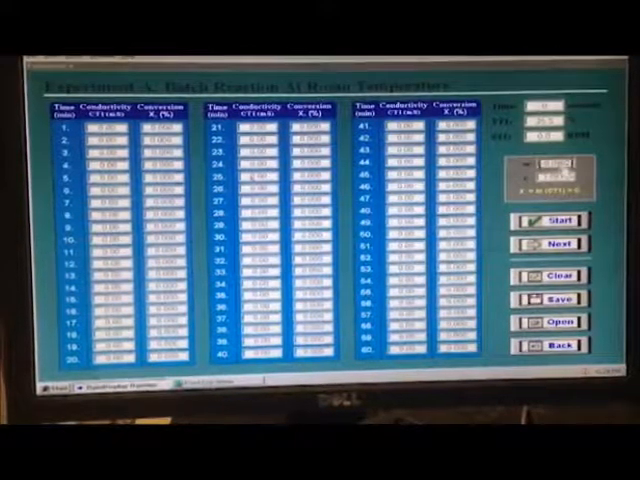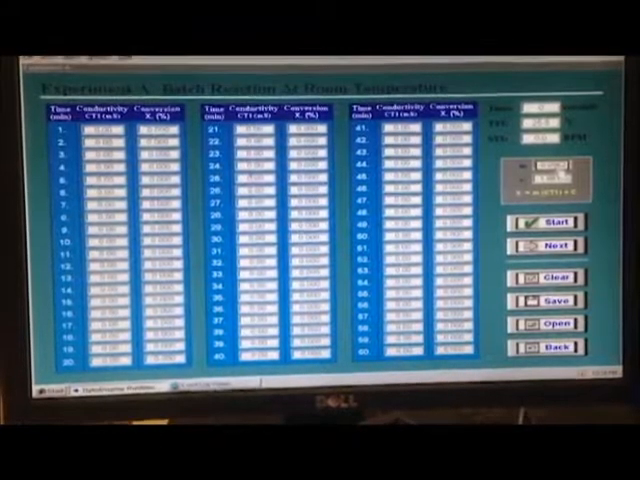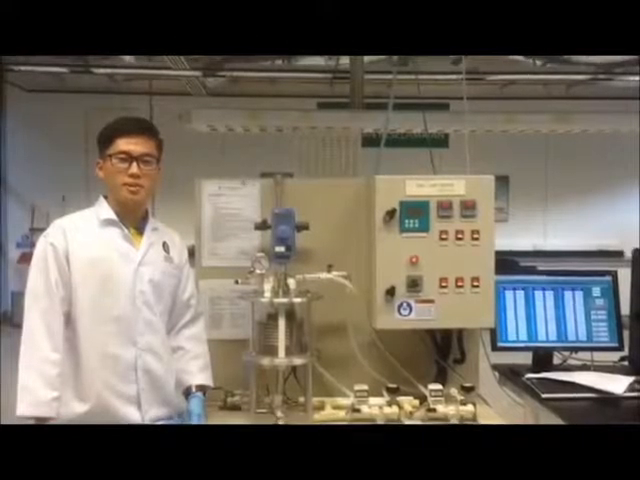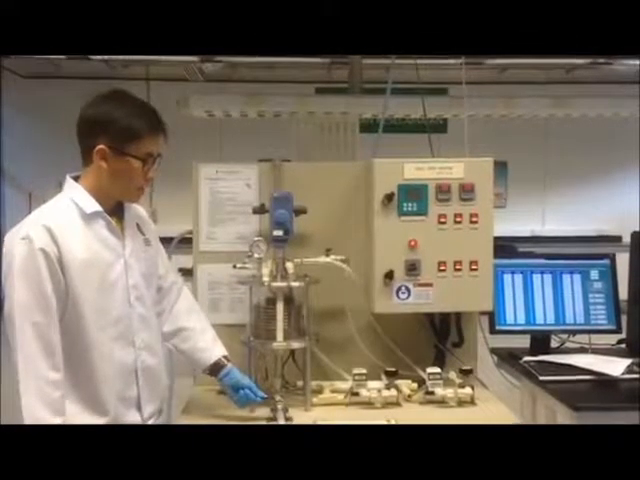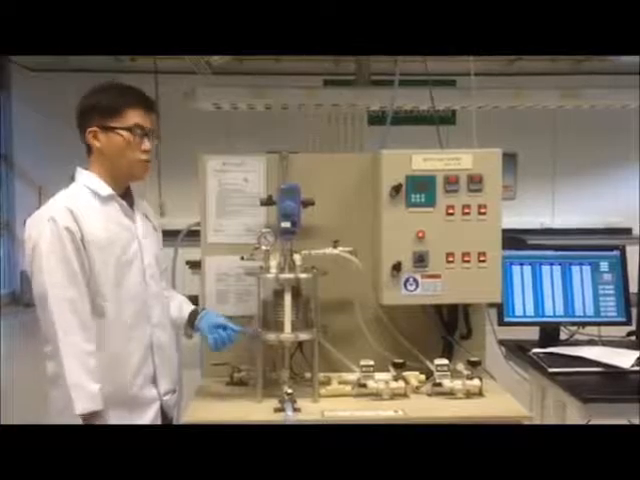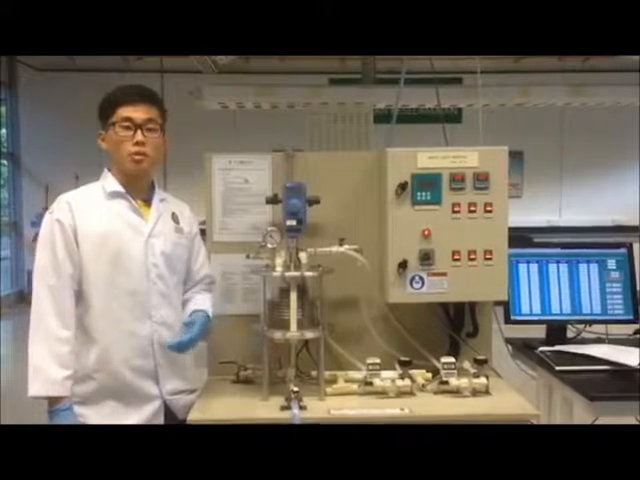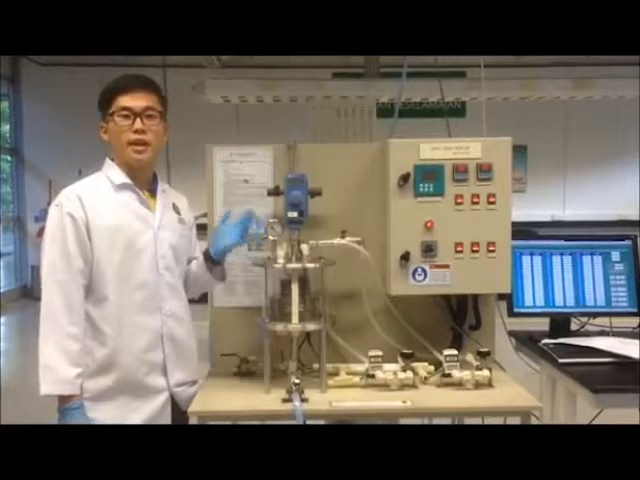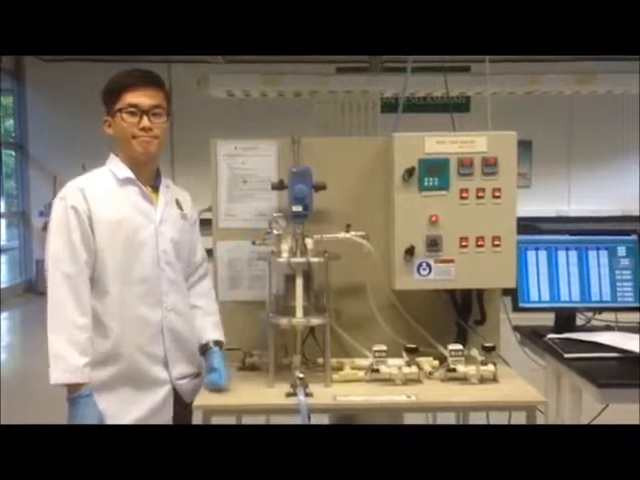After that, record the conductivity values at 1 minute intervals for 20 minutes. After 20 minutes, drain off the liquid and flush with deionized water. Repeat step 1 to step 4 with different speeds of 50, 100 and 150 rpm.